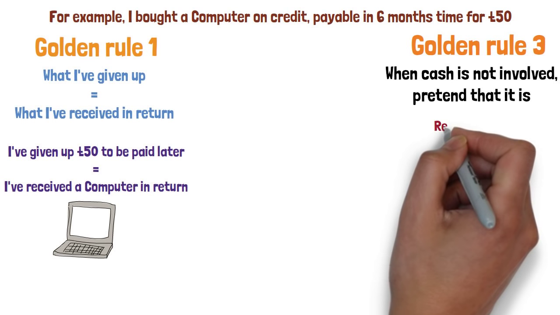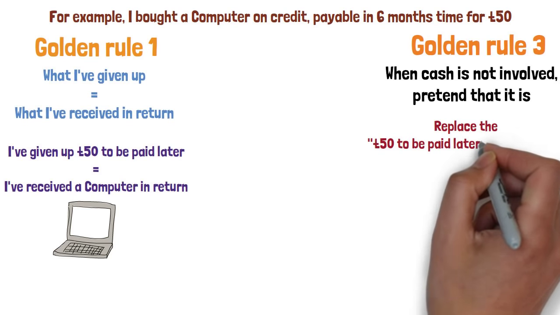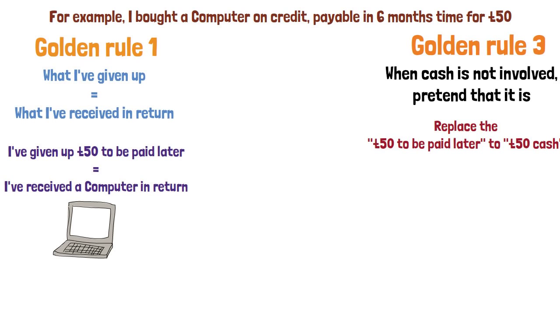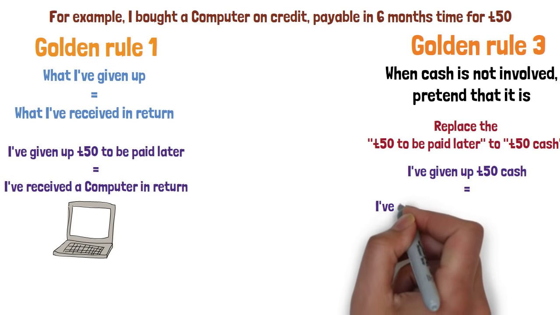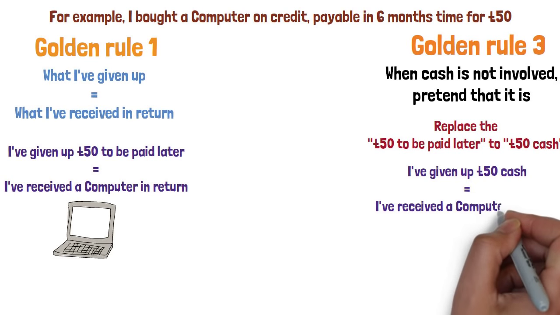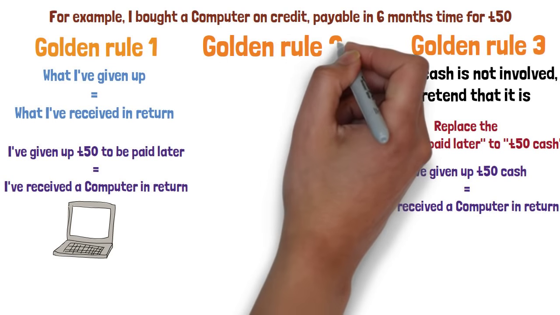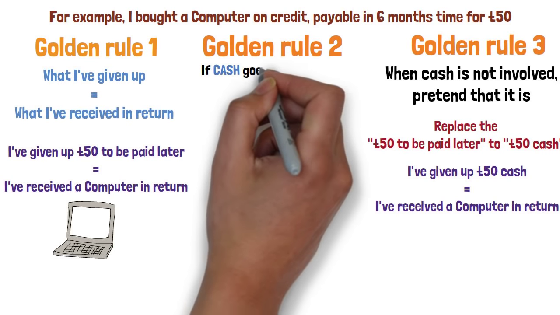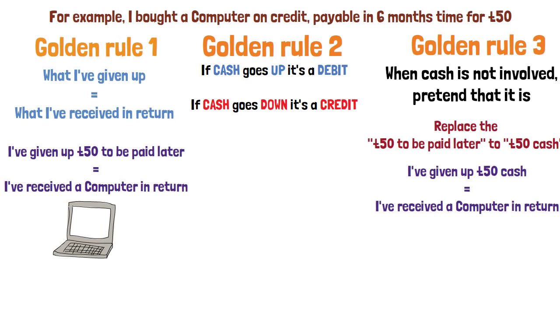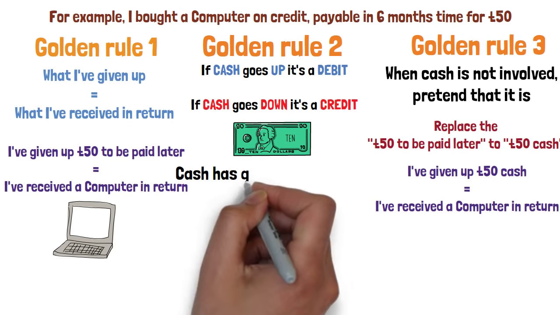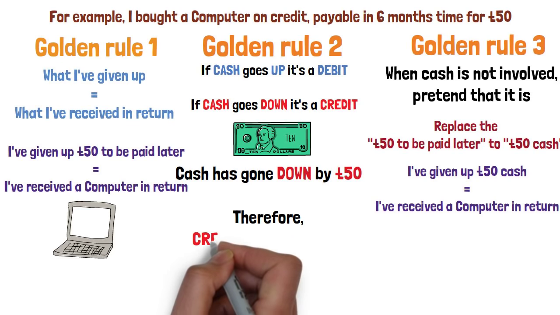So, currently, it's £50 to be paid later, a payable. So let's replace that. Let's change the £50 to be paid later to £50 cash. And let's repeat golden rule number 1. I've given up £50 cash and I've received a computer in return. Boom. You know now what the debit and the credit is, because we know from rule number 2, if cash goes up, it's a debit, cash goes down, it's a credit. We have given up cash of £50. Cash has gone down by £50. Therefore, it has to be a credit to cash of £50.